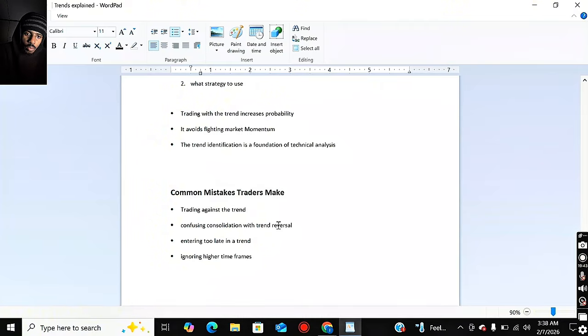Don't let anxiety trip your mind out and cause you to get in a trade, and then you mess yourself over. Now you're trying to say, oh, you bought a trade. No, you're just saying wait. That's all. So, entering too late. That's one of the common mistakes. They enter the trend too late.